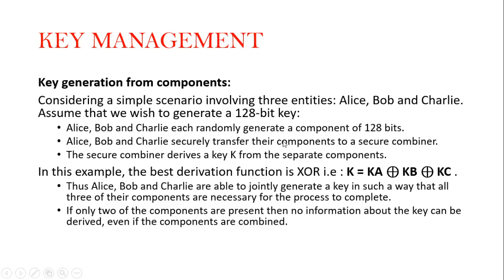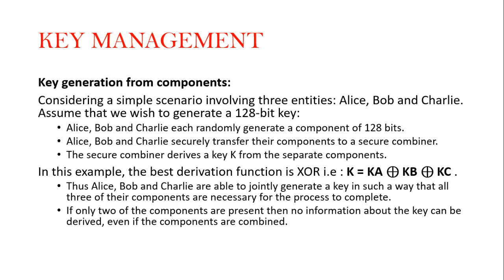Alice, Bob, and Charlie securely transfer their components to a secure combiner. The secure combiner derives a key K from the separate components. In this example, the derivation function is XOR, that is K equals KA XOR KB XOR KC, which collectively generates one key called K. Thus, Alice, Bob, and Charlie are able to jointly generate a key in such a way that all three of their components are necessary for the process to complete. If only two of the components are present, then no information about the key can be derived, even if the components are combined.